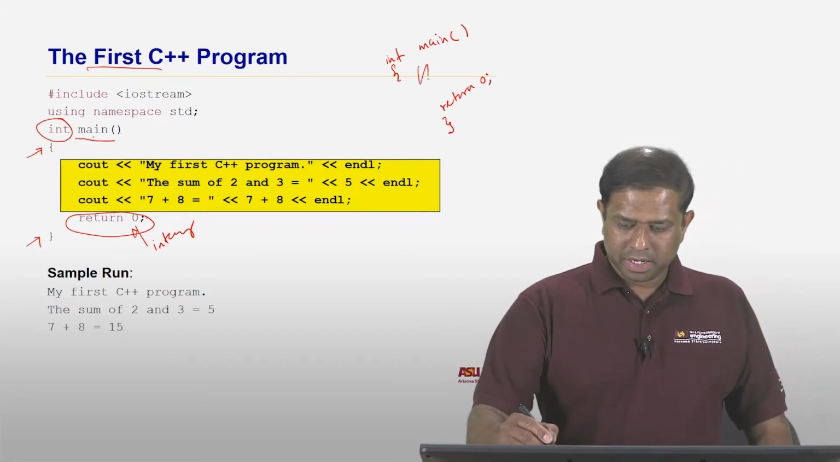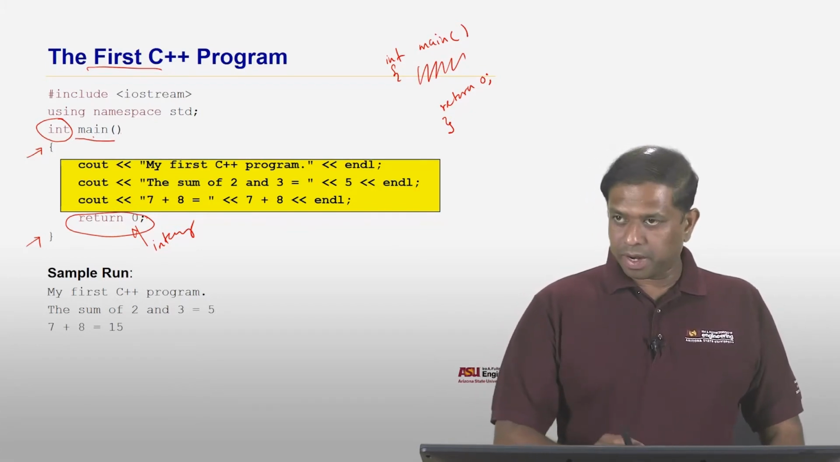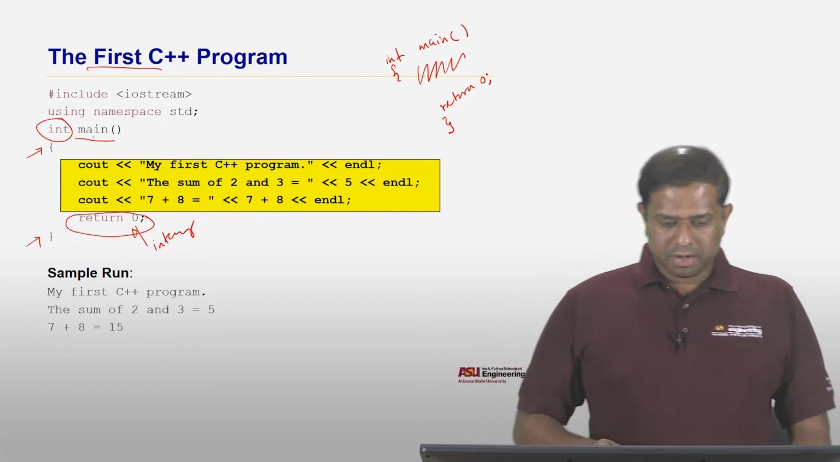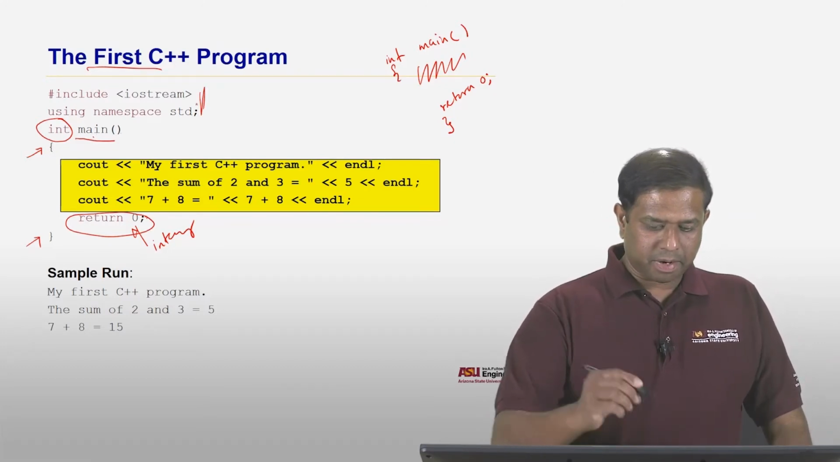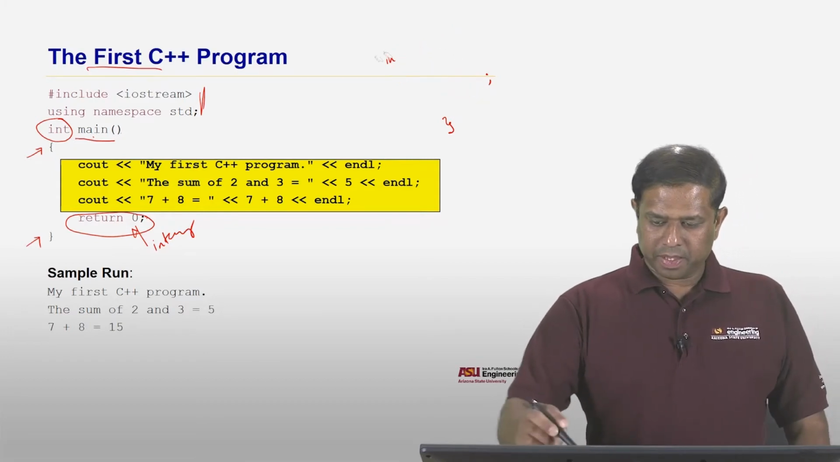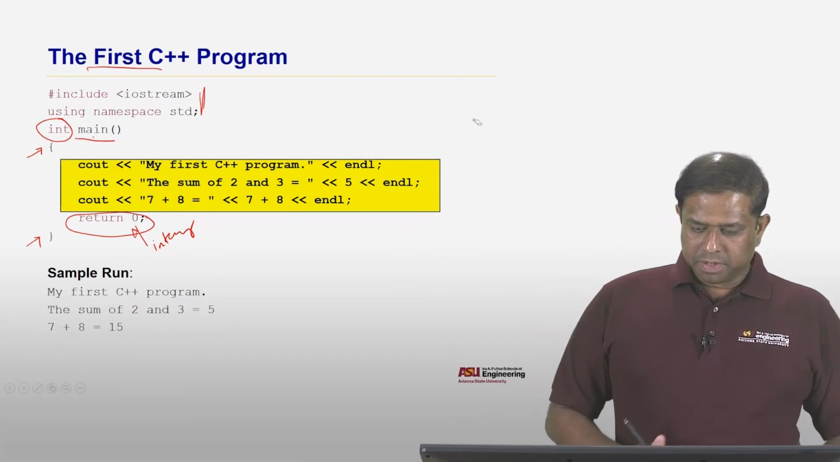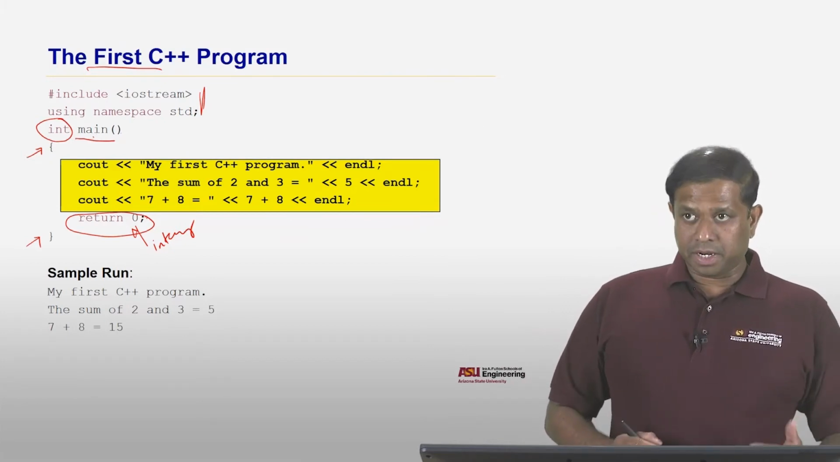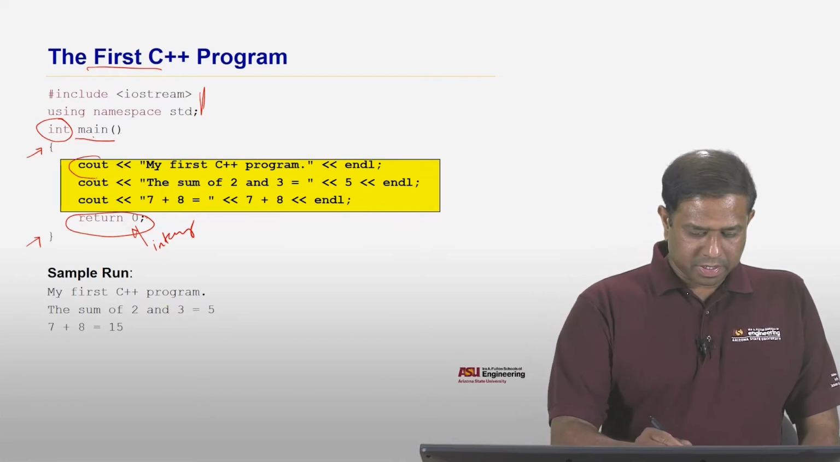Inside this, we can write our own instructions needed for the program. Now let's take a look at the instruction first, and then we'll look at the header parts after that. All right, pretty good. Now inside this program, we have program instructions. We start with this cout instruction.